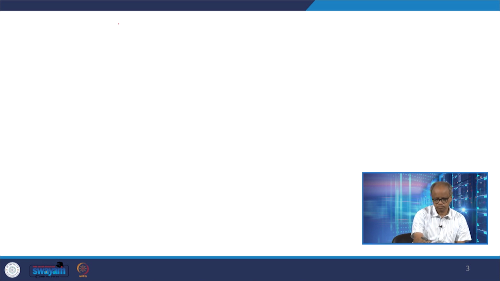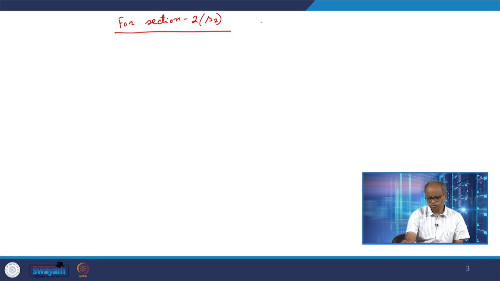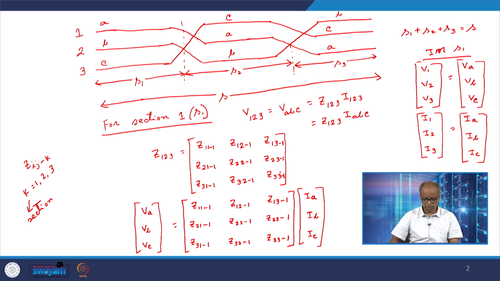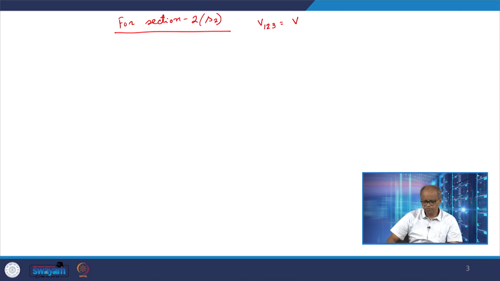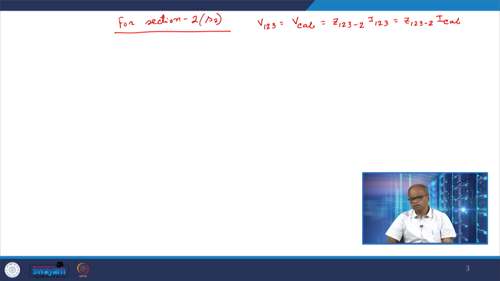For section 2, V123 would be, if we look at it, corresponding to position 1 the phase conductor is phase C, corresponding to position 2 phase conductor is phase A, and corresponding to position 3 phase conductor is phase B. So then therefore it would be VCAB is equal to Z123-2 into I123, so that means Z123-2 into ICAB, right.